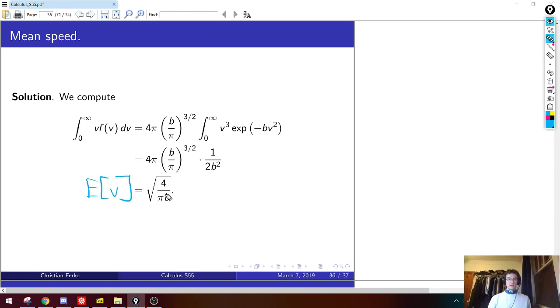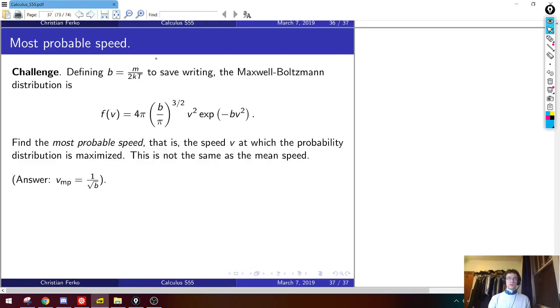Okay. Good. So this is the sort of expected speed you would get for a gas in an ideal gas if you draw one. Now for the final thing, I'd like to highlight one other confusion that people often have about statistics and probability distributions, which is confusing mean and mode. So here's a totally different question. Suppose again we go back to this probability distribution, and I put in this b.